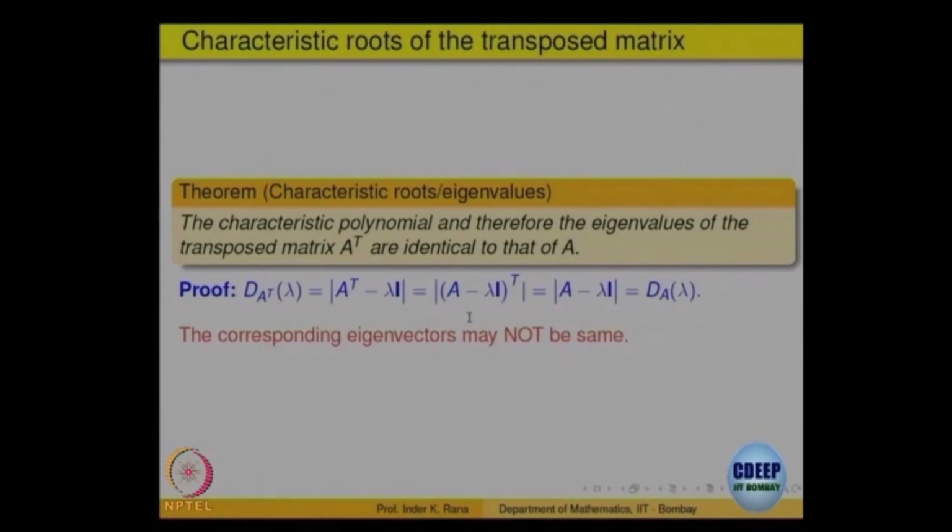See, the determinant of A is the same as the determinant of A transpose. So, finding the characteristic polynomial for A is the same as finding the characteristic polynomial for A transpose. Eigenvalues will be the same, but eigenvectors may not be the same for both, because you will be taking A minus lambda I or A transpose minus lambda I, and that will change. So, for computation of eigenvalues you can replace A by A transpose if you want.